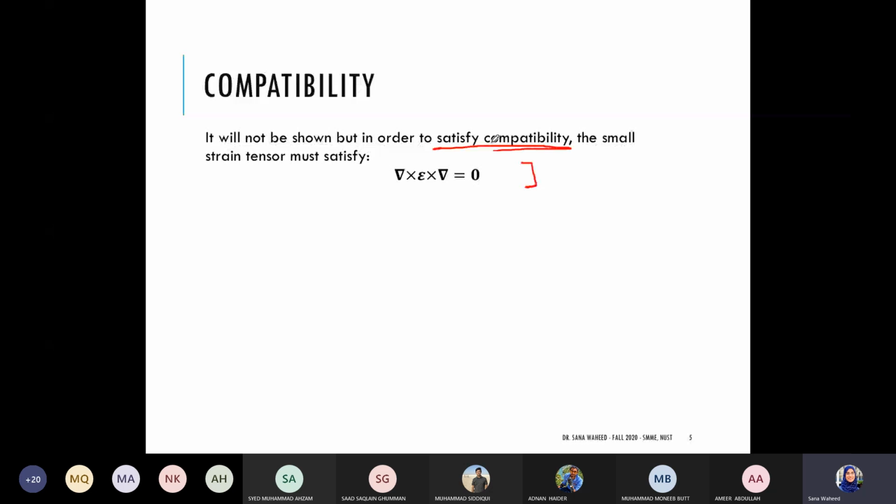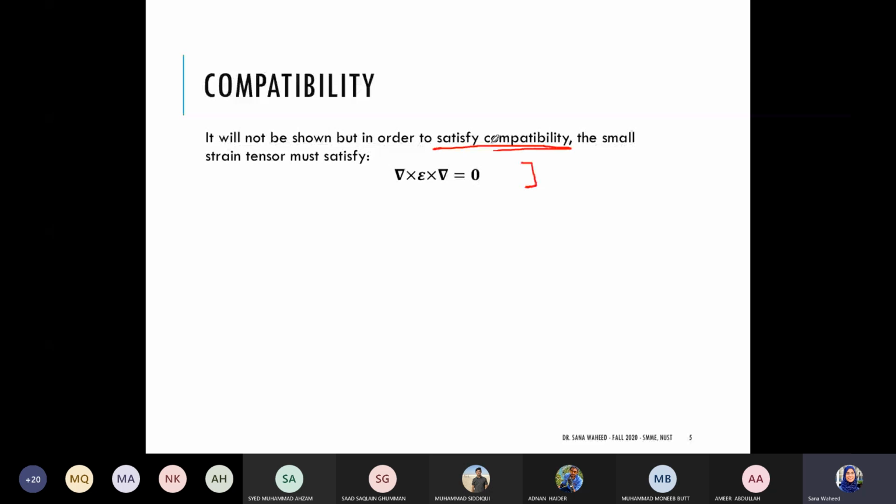So that we can make sure that the issue we were facing in the previous slide does not happen. And this is known as the condition of compatibility, so to speak. Okay. Somebody has their mic unmuted.